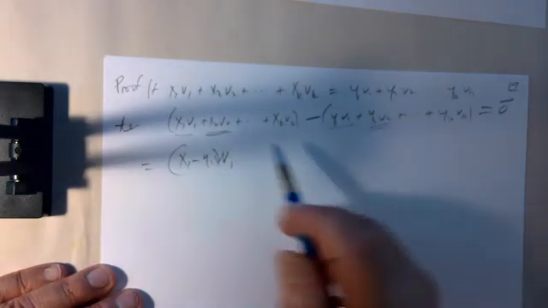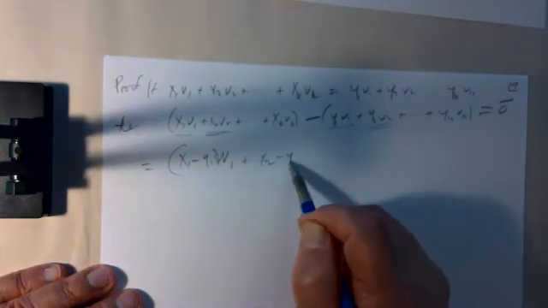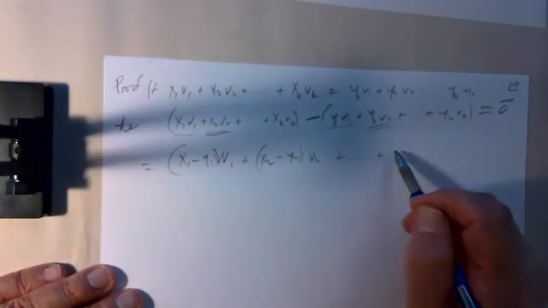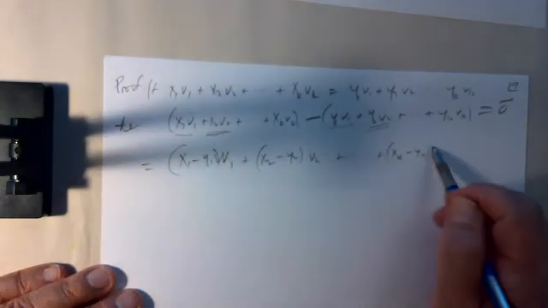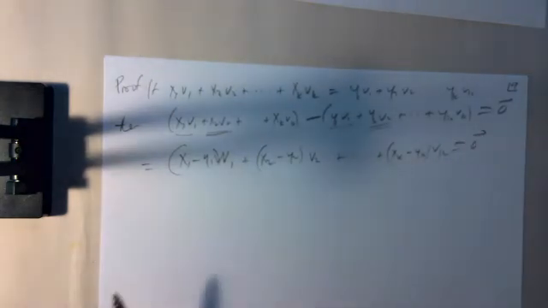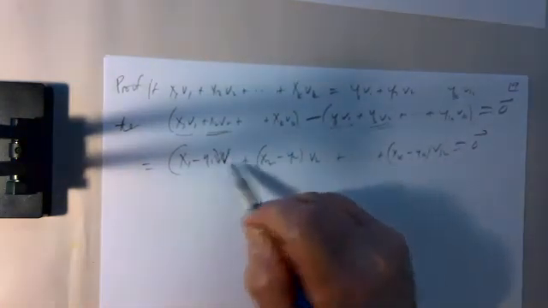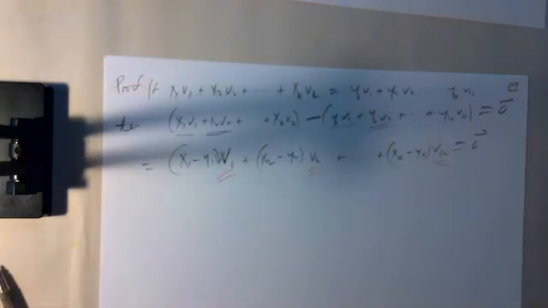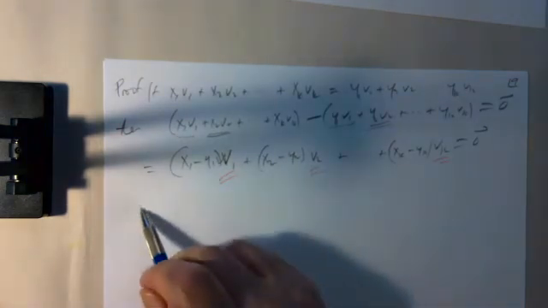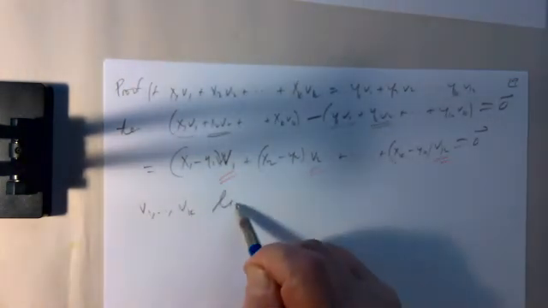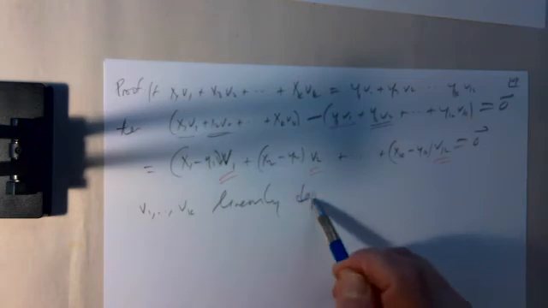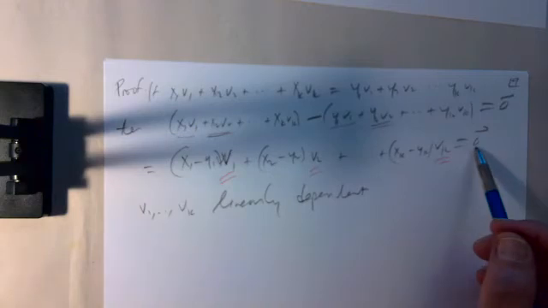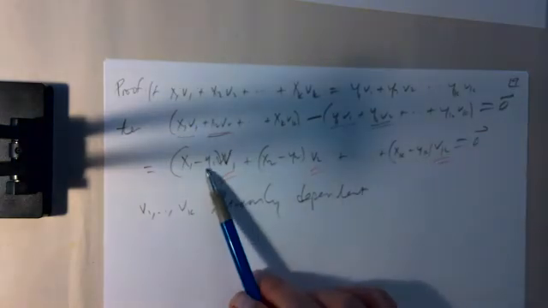x2 v2 minus y2 v2, that's just (x2 minus y2) scalar times v2, all the way up to xk minus yk vk equals the 0 vector. But v1, v2, up to vk are linearly independent. What does that mean? It means the only linear combination of the vectors that gives you 0 occurs when all of the scalars are 0.